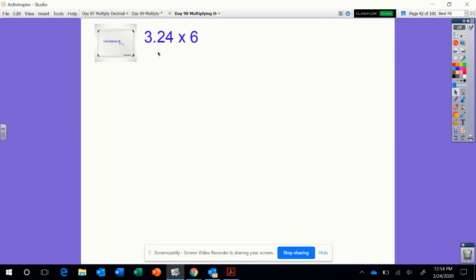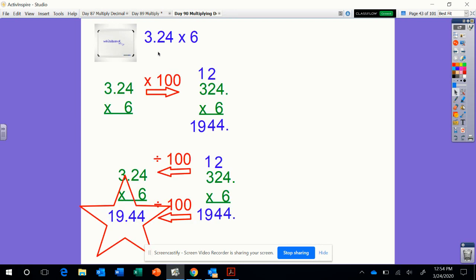All right, here we go. Let's check your work. We've got to multiply by 100 to move it over twice. We move it twice, so we get 324 times 6, 1,944. Now we have to divide by 100, put it back. We ended up with 19 and 44 hundredths.